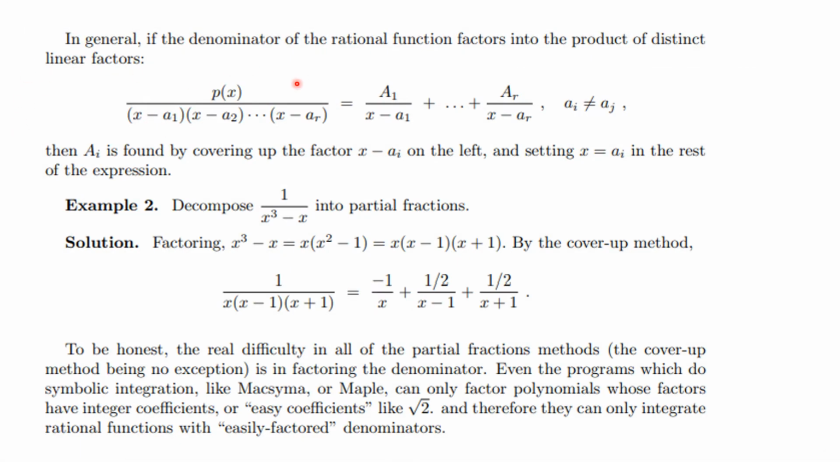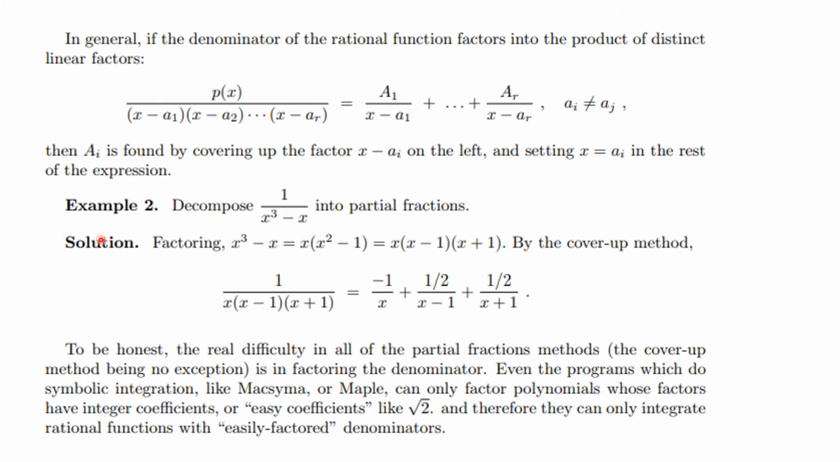In general, the denominator of a rational function factors into the product of distinct linear factors like this, and this is the partial fraction decomposition. So if we cover up x minus a sub i, and set x equal to a sub i in the rest of the expression, we will get capital A sub i.